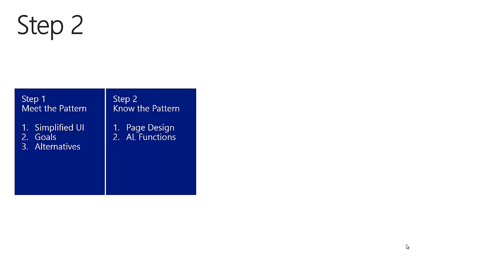So let's have a look at the structure of the pattern. The pattern consists of 2 parts. The first part is the page design, the user interface. The second part is the AL code that does the calculation.